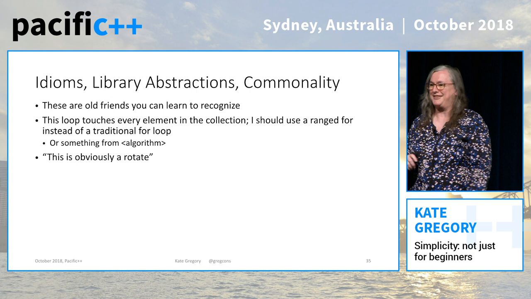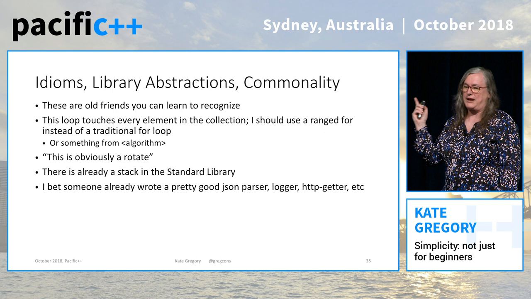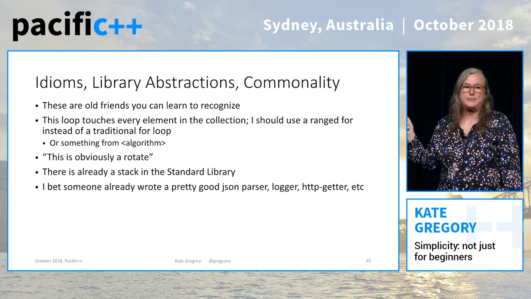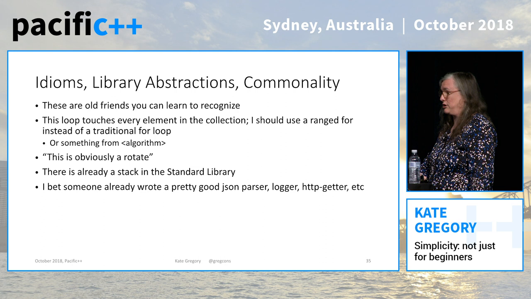Standard library has a stack and a queue and all kinds of data structures that you do not need to write yourself. And oh, if I could have a dollar for every time someone was just going to pop out over the weekend and write a JSON parser. Solved problem, right? Recognizing that things exist for you to use rather than constantly doing everything by hand is harder than choosing a good variable name. But it has a much bigger return.